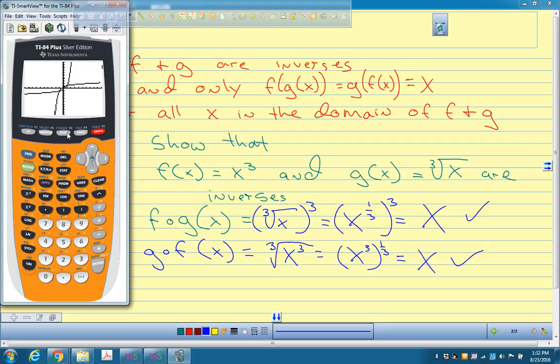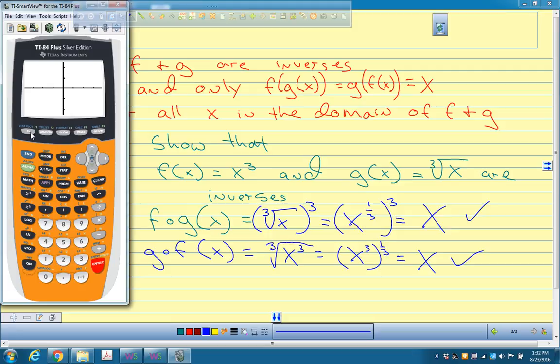I'm going to go zoom square to get a square viewing window, so maybe you could see it better. Oh, that's not really better. I'm going to zoom in. Okay. And so they're kind of flips of each other.